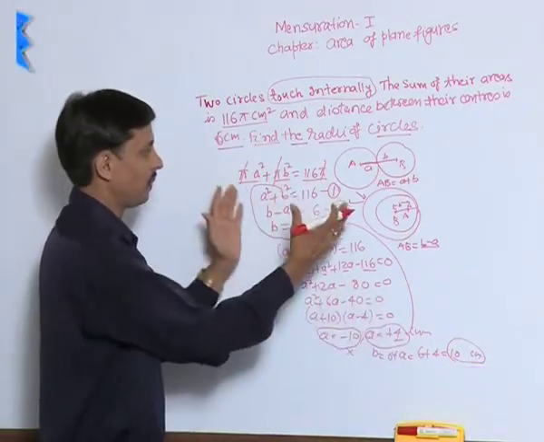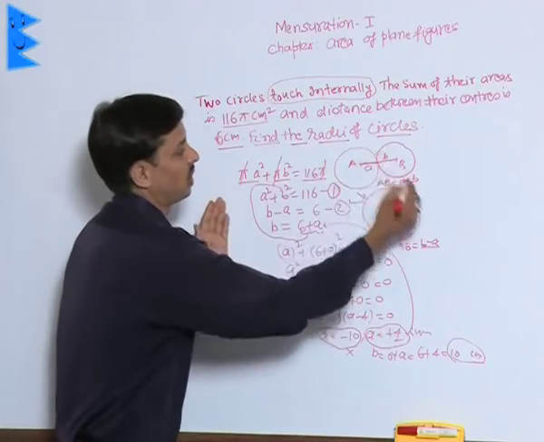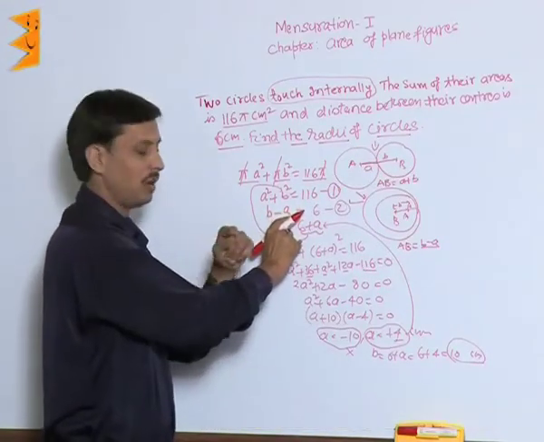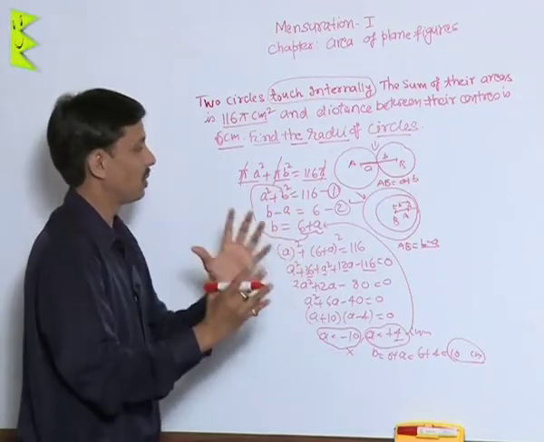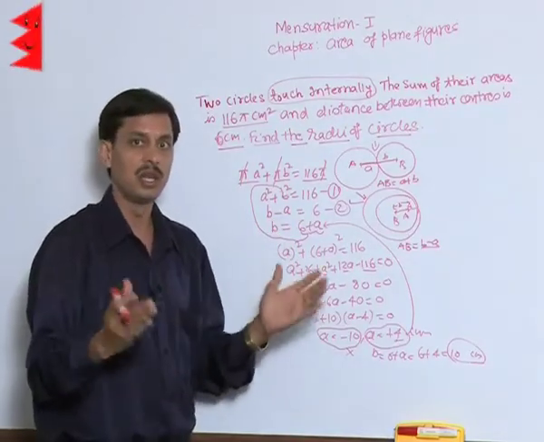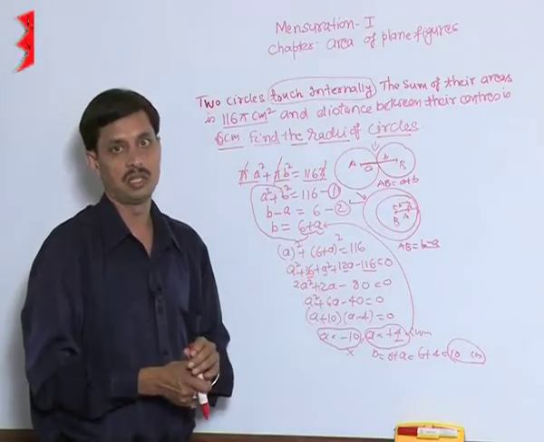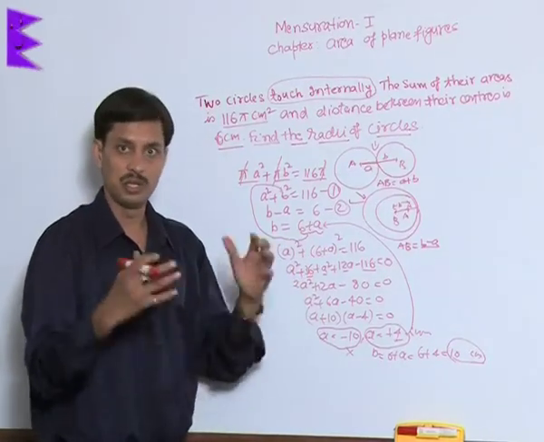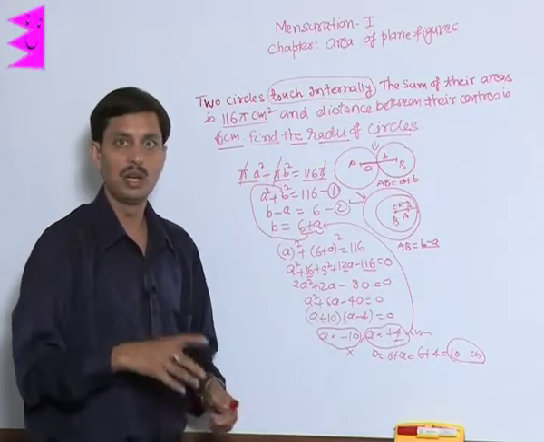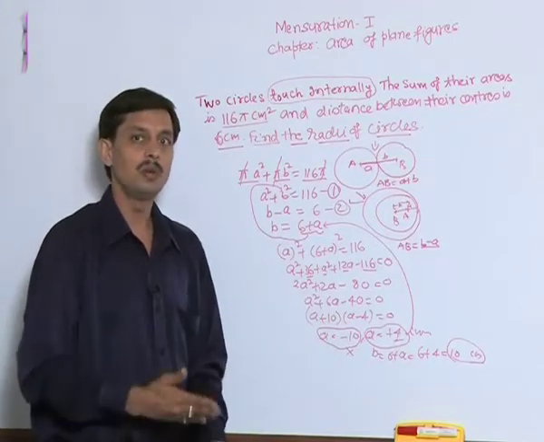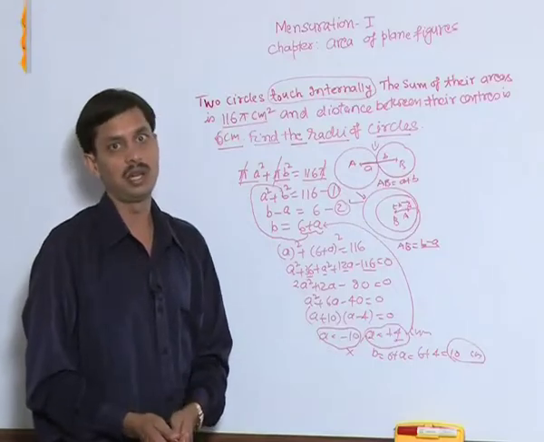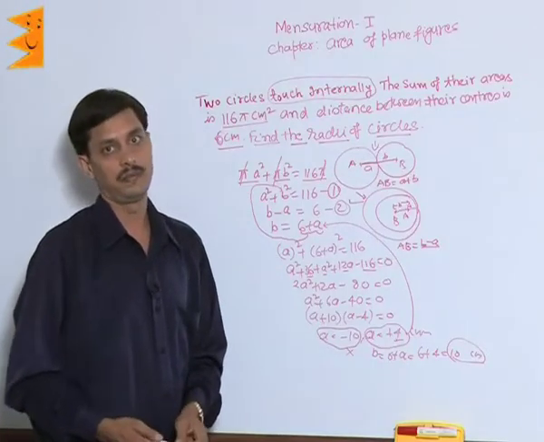Now if these circles are touching externally, in this case, in place of B minus A, we will write B plus A. Because of the concept of locus, I have explained to you, when two circles touch externally, the distance between their centers is the sum of the radii. If they touch internally, the distance between their centers is the difference of their radii. Now we will explain a few more examples of the same chapter, area related to circles.